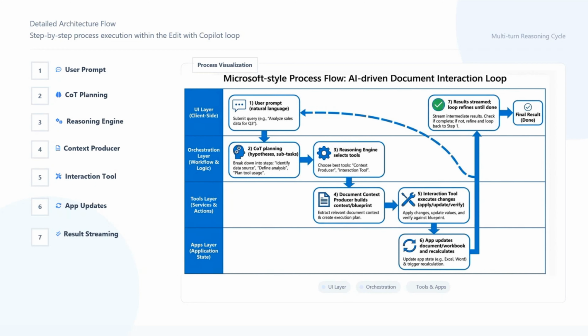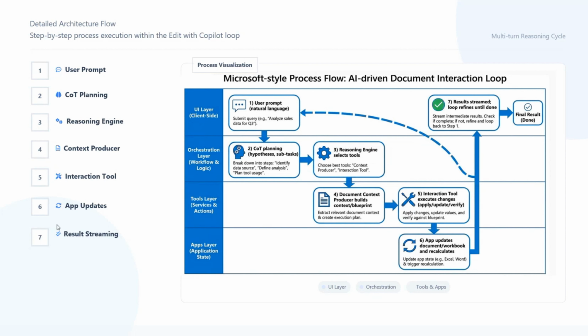Let's start with step 1, user prompt. So everything begins here in the UI layer. The user simply describes the goal in a natural language. This prompt triggers the entire workflow. Next, we move to orchestration layer, where planning and decision making happens. Here's step 2, that is chain of thought planning, breaks the request into smaller tasks and determines what needs to be done. Then comes step 3, that is a reasoning engine, which acts as the brain of the system. It decides which tools to use, what action to take, and how to execute the task.